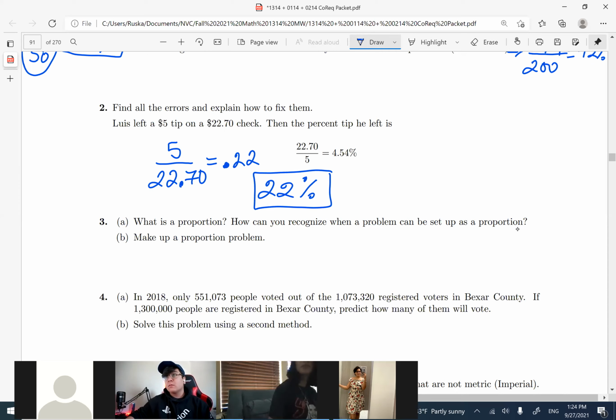And here, what is wrong? With the example they have, they divided backwards. So be careful. You're going to have examples like this in the test where they give you something wrong, and you have to fix it.